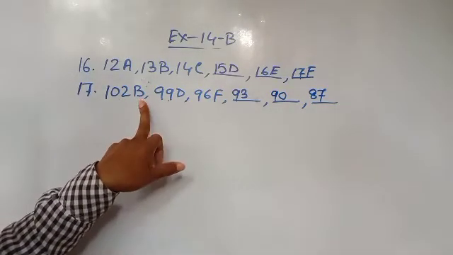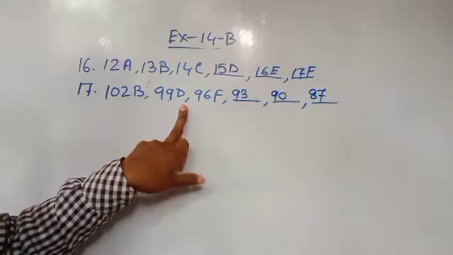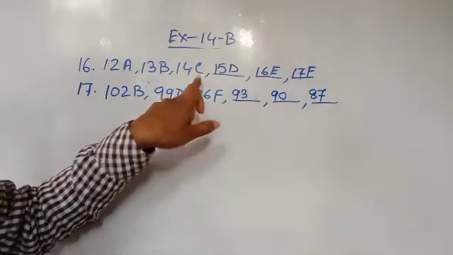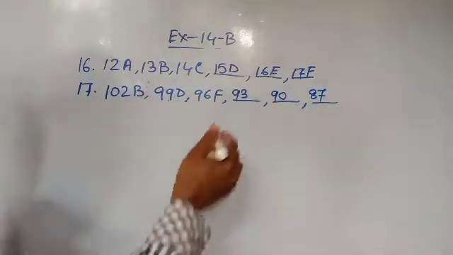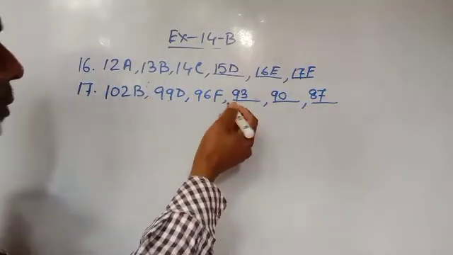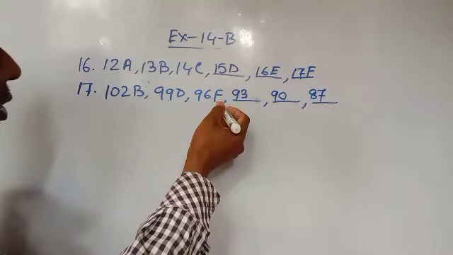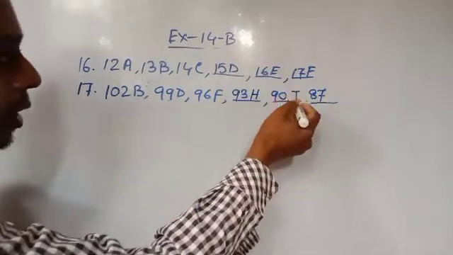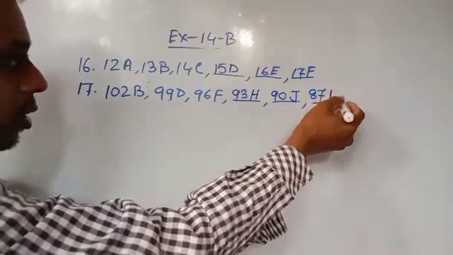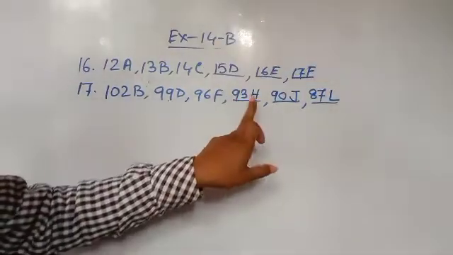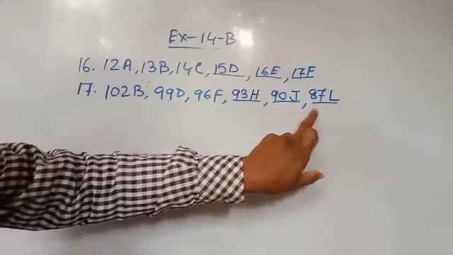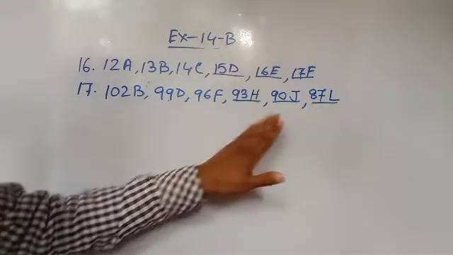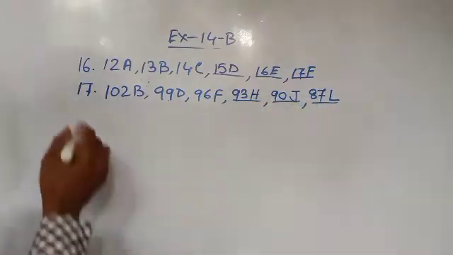Now see the English alphabet B, D, F. After B, C is not there, D; E is not there, F. So like this, one letter of the alphabet is missing. Now after F, G is not there, then H. After H, I will not be there, J. Then K is not there, L. So 93H, 90J and 87L. These are the next three terms of the pattern.